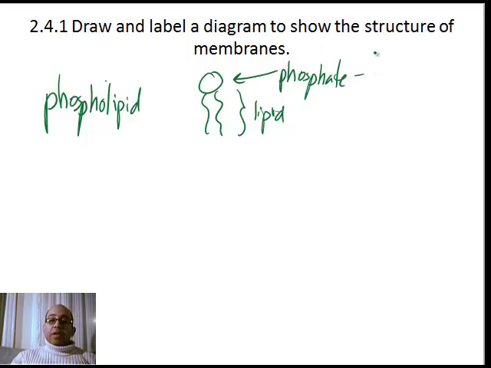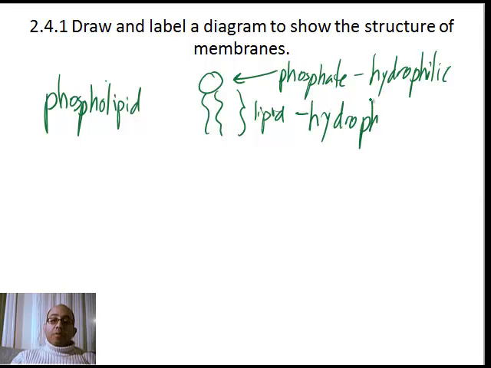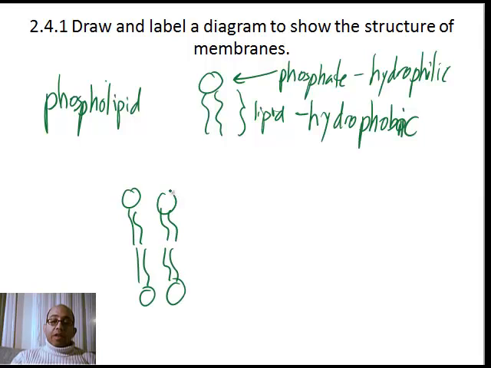The phosphate part is hydrophilic, and the lipid part is hydrophobic. So they're both characteristics in the same molecule. So in a cell membrane, you have lots of these molecules with the tails facing inward, and on the next assessment statement we'll talk about why it's faced this way.